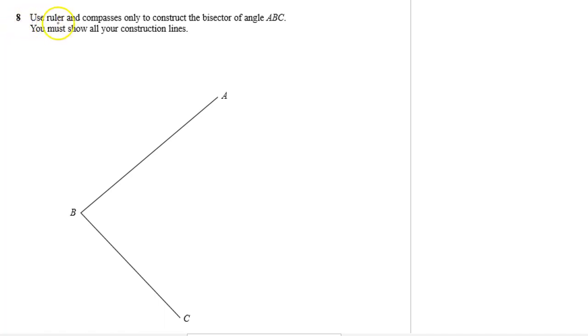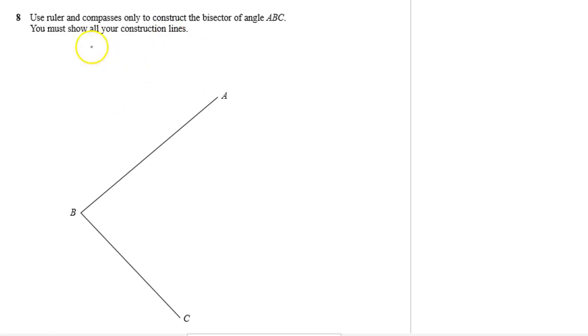Question number 8. Use ruler and compasses only to construct the bisector of the angle ABC. We have to construct the bisector of this. Bisector means dividing this angle into two equal parts. You must show all your construction lines.